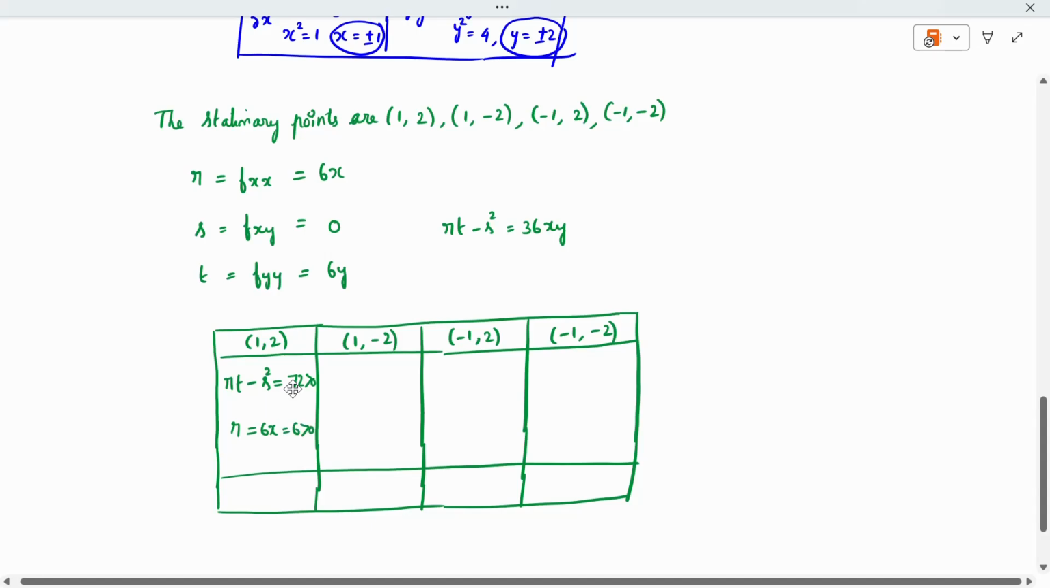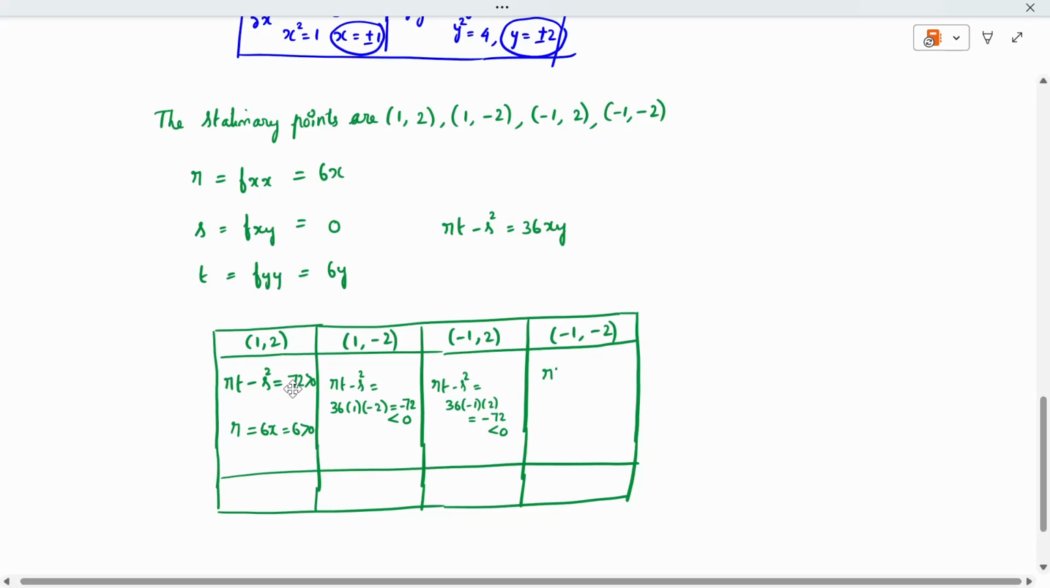Same way here, rt minus s squared, when I put it, I'll be getting 36 into 1 into y, minus 2. So I'll be getting minus 72, which is less than 0. This being less, I need not check r at all. Next, same way, rt minus s squared is 36 into minus 1 into 2, so it is again minus 72. It's less than 0, I need not check r at all.